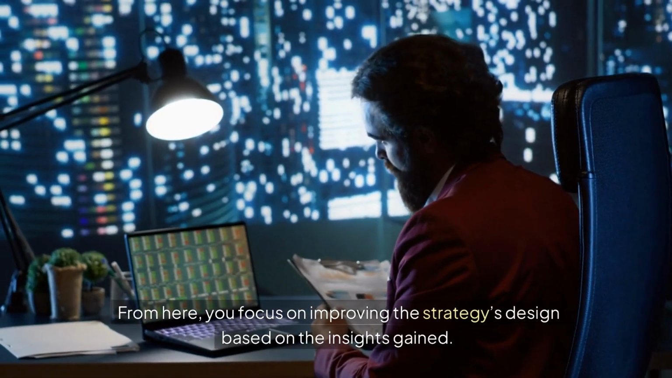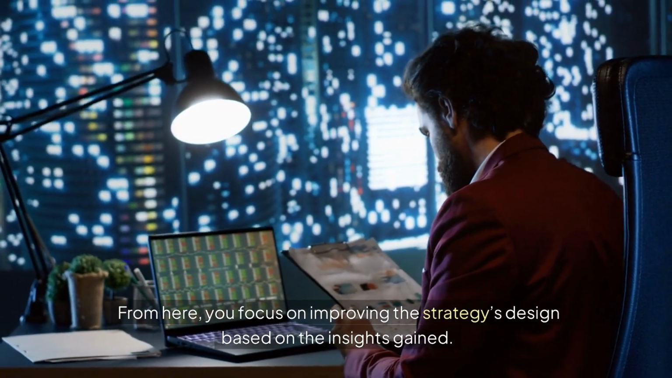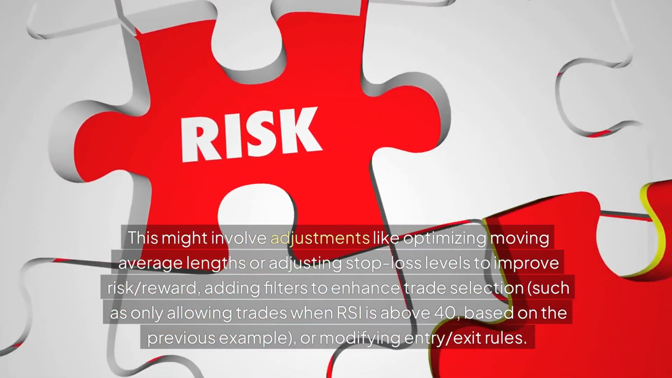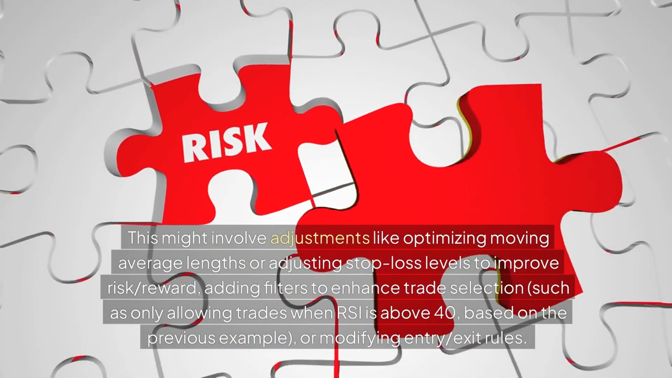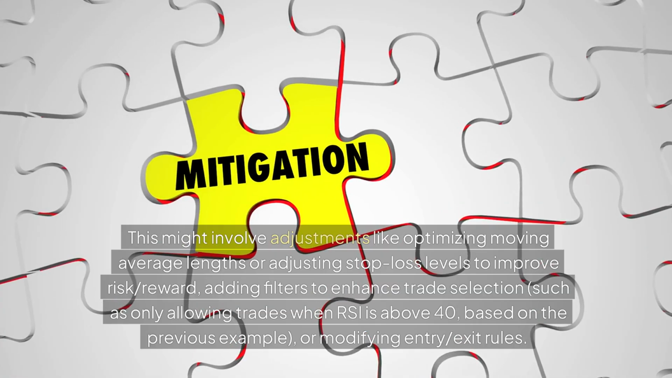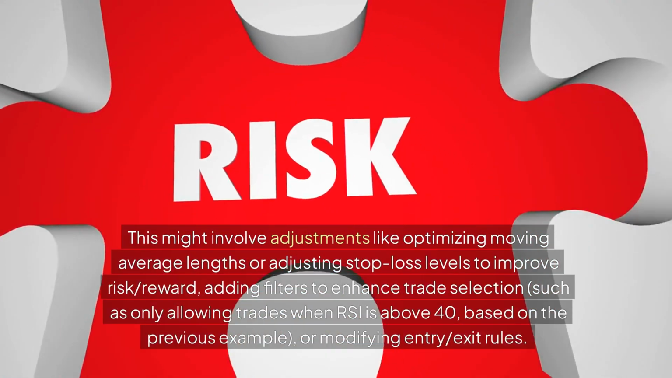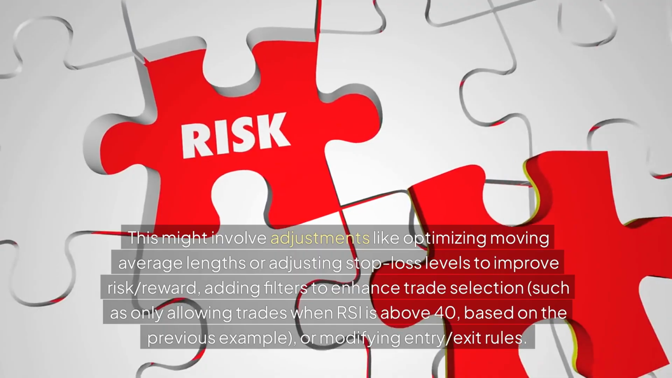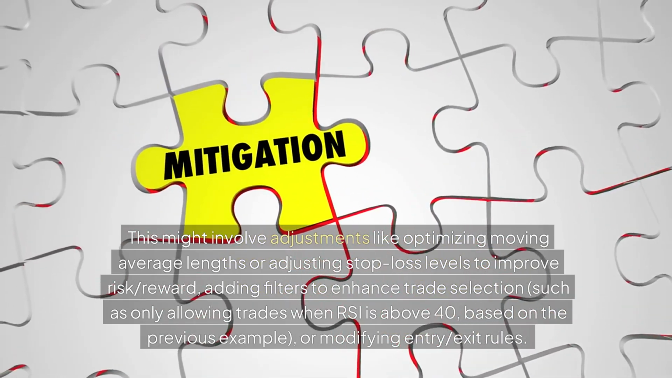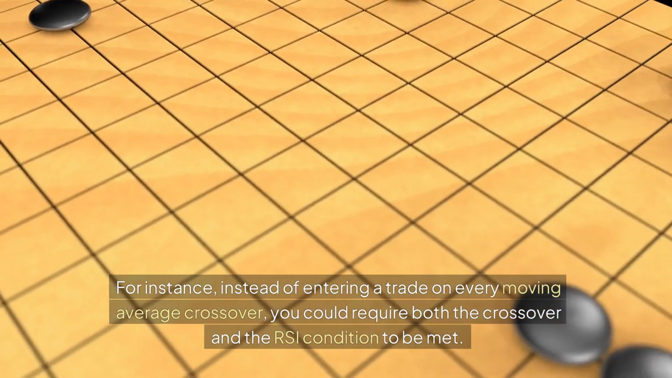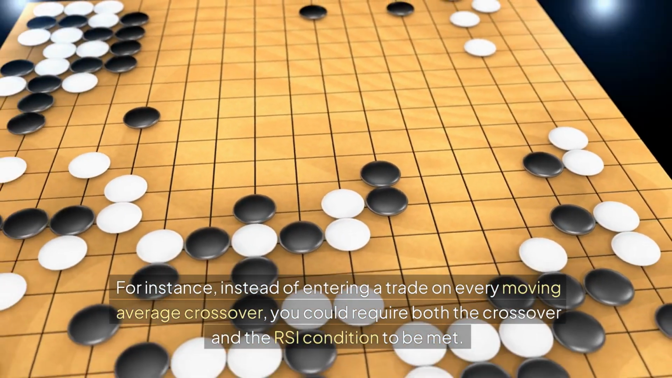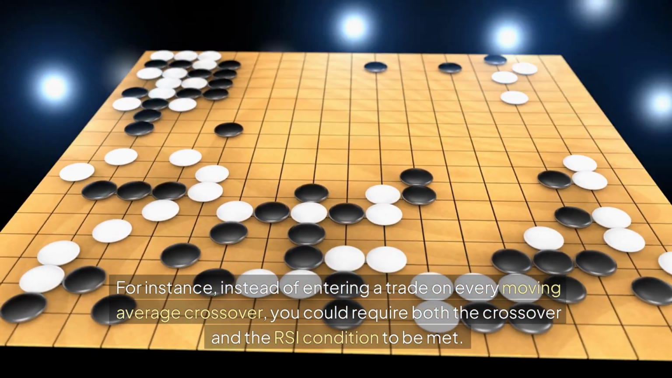From here, you focus on improving the strategy's design based on the insights gained. This might involve adjustments like optimizing moving average lengths or adjusting stop-loss levels to improve risk-reward, adding filters to enhance trade selection, such as only allowing trades when RSI is above 40, based on the previous example, or modifying entry-exit rules. For instance, instead of entering a trade on every moving average crossover, you could require both the crossover and the RSI condition to be met.